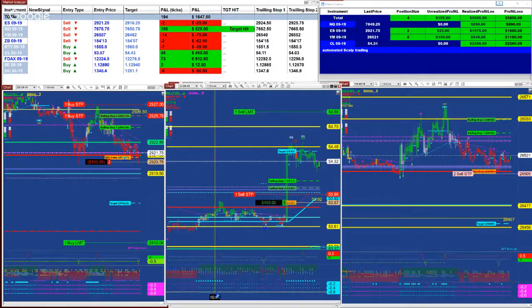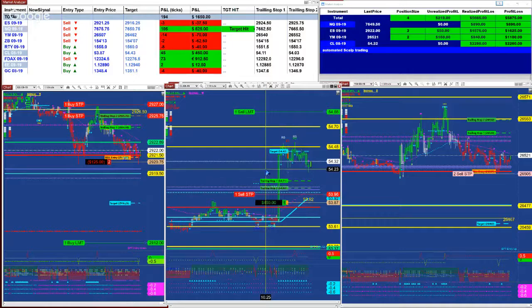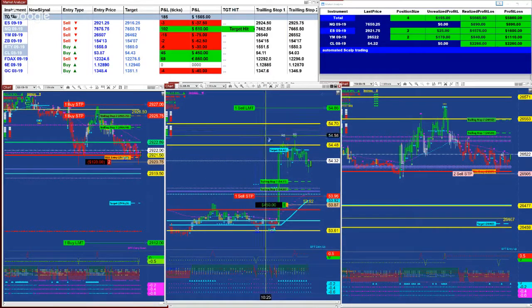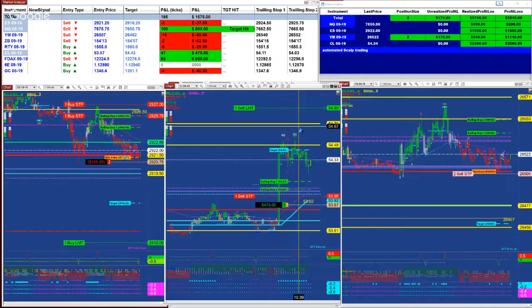So we hit the target on the CL. It was two contracts and we got one out, and now the target is hit and it is done. We have a reversal. It might go a little bit higher, but once we come in between those two yellow lines, you cannot take any more long trades on the CL.